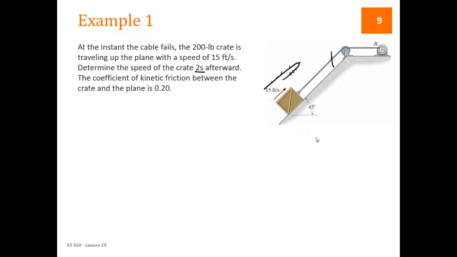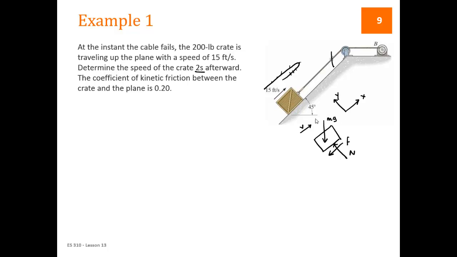So our procedure says we set up a coordinate system. Well, I'm going to make my coordinate system go with the plane. So that's X and Y. We'll draw a free body diagram. So there's our crate. We've got mg acting straight down. We've got friction. So if the crate is moving upwards, then friction's going to move this way, right? And we've got the normal force moving that way.